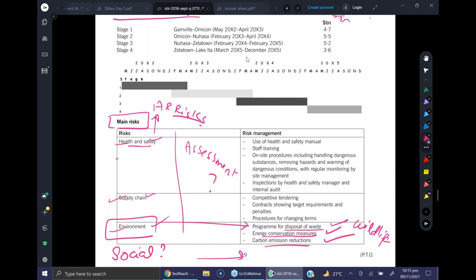So that is the PID. Any questions? Yeah, so the risk of pressure groups. So Ikra is very right that we can also add the risk of pressure groups, the people protesting against construction of this road, etc.